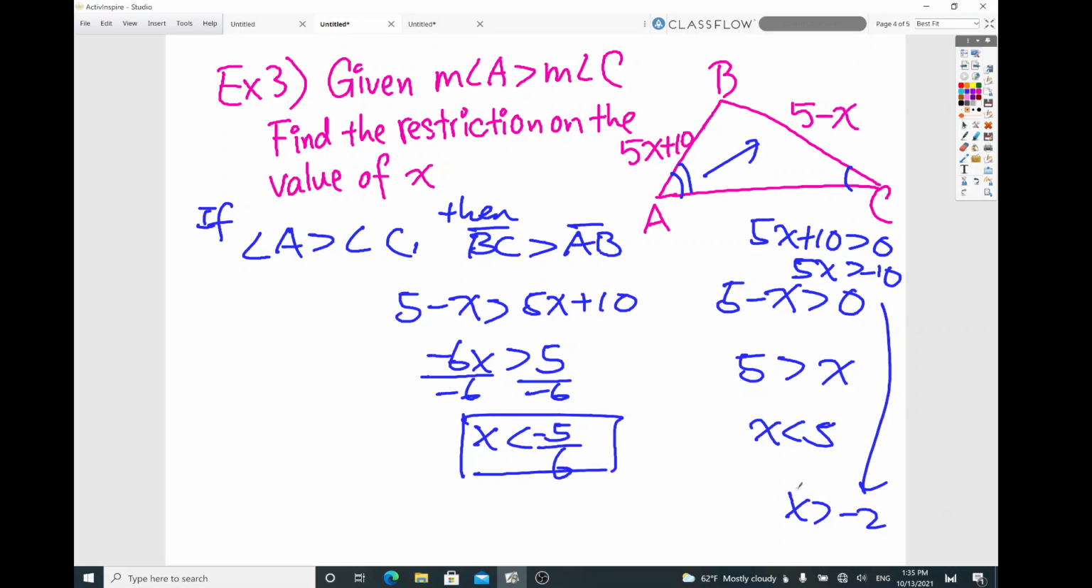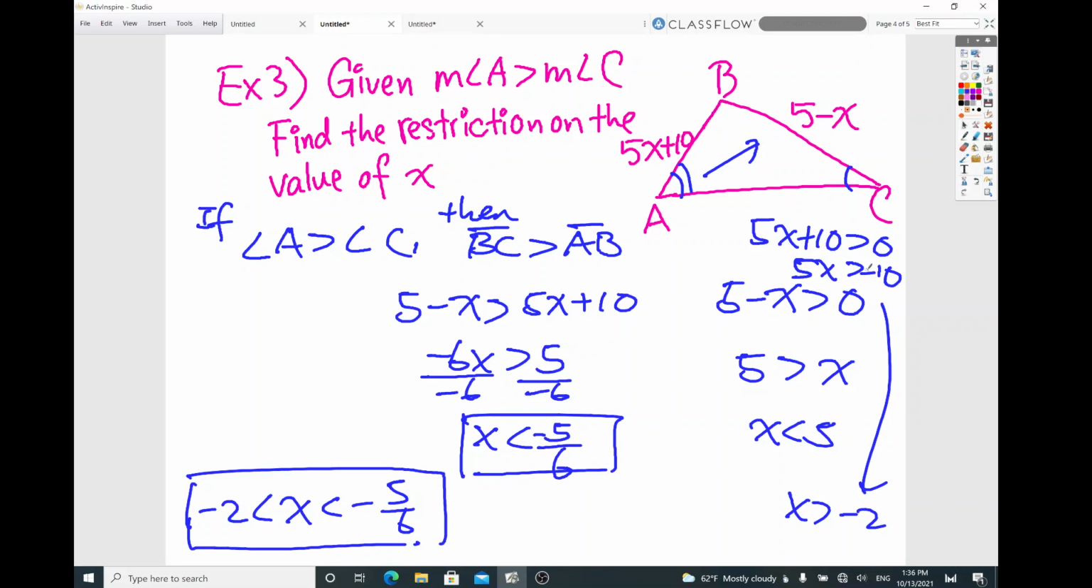Okay, so now let's find out the boundary. This one has to be greater than negative 2, and this one is showing that x could be less than 5. And this one must be less than negative 5 over 6. So that means the boundary has to be right between negative 2 and negative 5 over 6. So x must be greater than negative 2, but less than negative 5 over 6. Again, the reason I said the line segment is greater than 0 is because that's a measure of length. The length cannot be a negative number, and cannot be 0. So it must be greater than 0, a positive number.